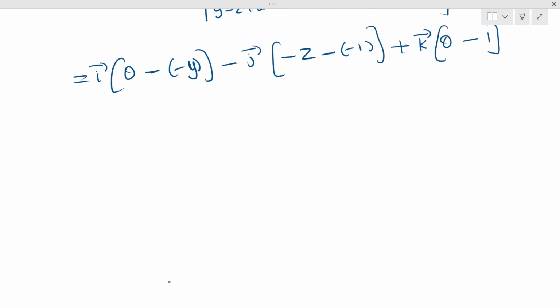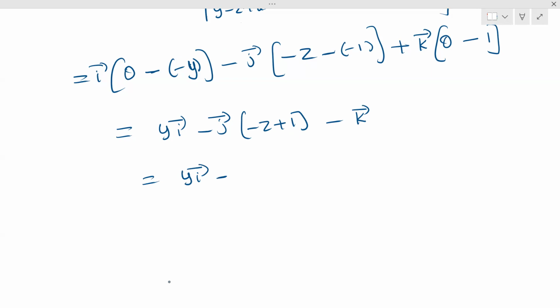So here our curl F is y i minus j times (minus z plus 1) minus k vector. We can take the minus sign outside, so we will get y i plus (z minus 1) j minus k vector.